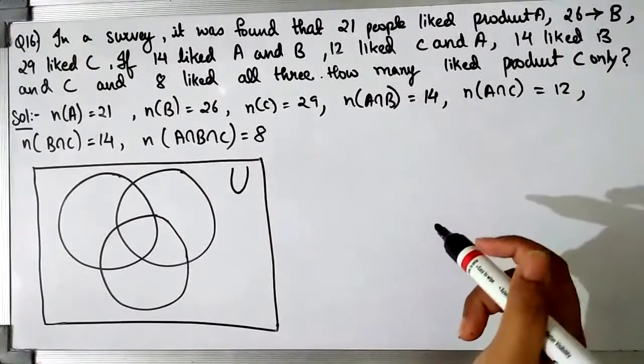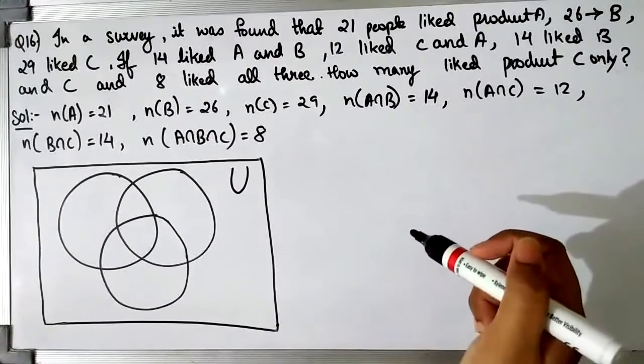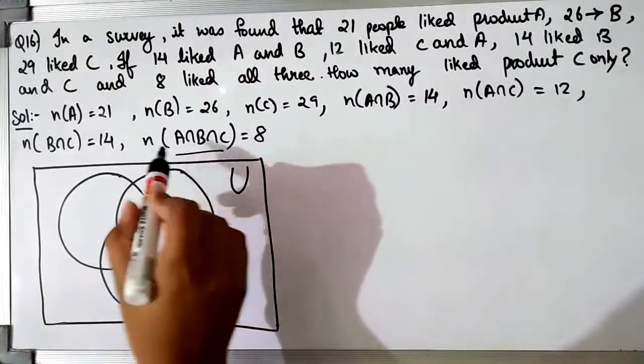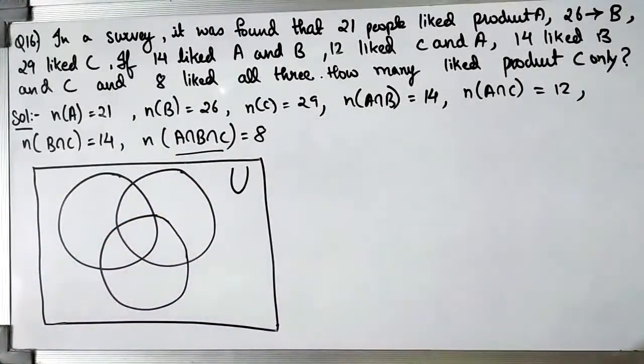I've always told you that whenever we shade the regions by using the number of elements, we first take the number of elements of intersections. So here you can see they have given the intersection of 3 sets. So always take the intersections first, and the larger the intersection, take it first.